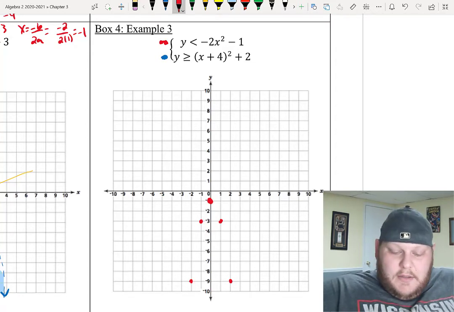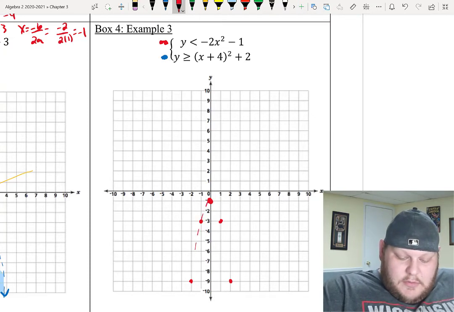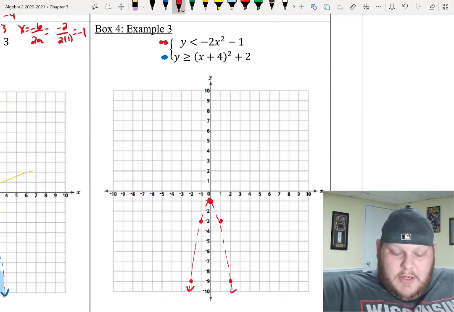It is less than, so it's going to be a dotted line. And since it's less than, I'm shading underneath.